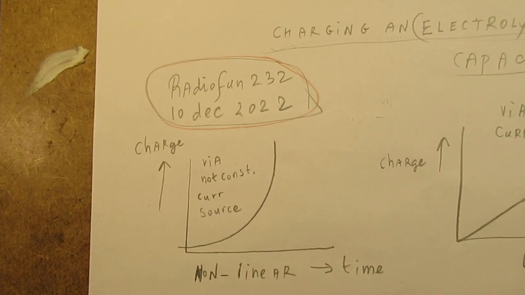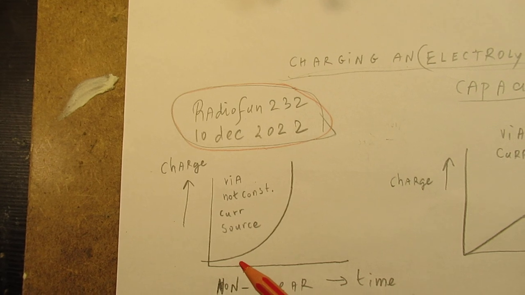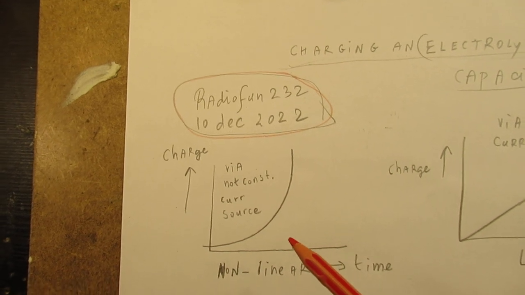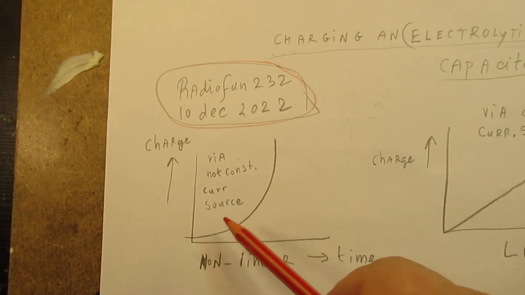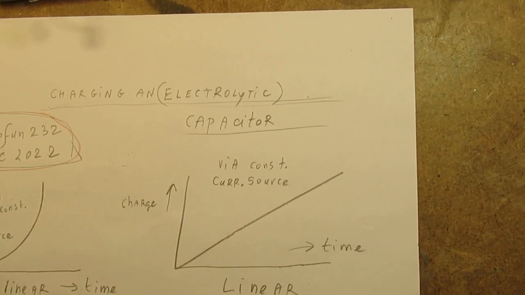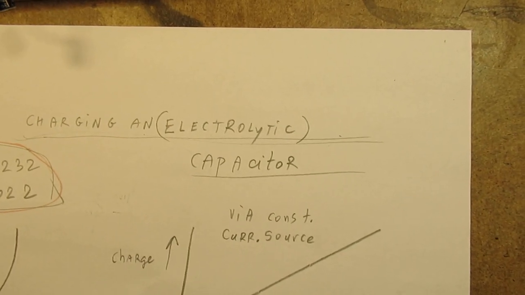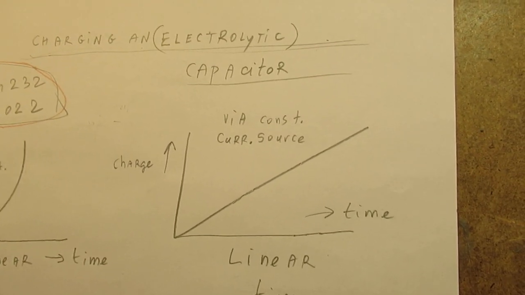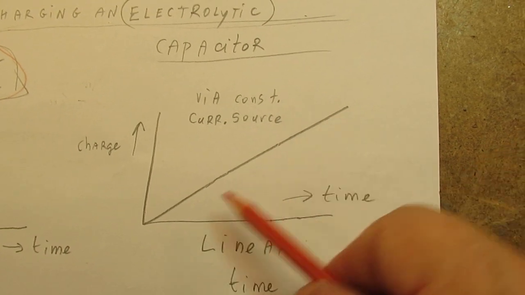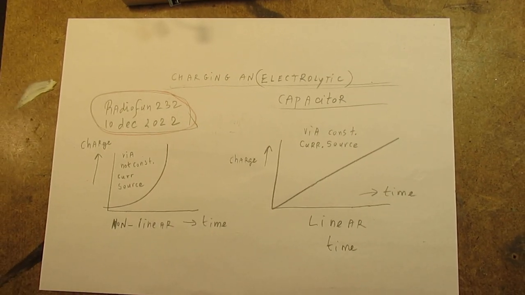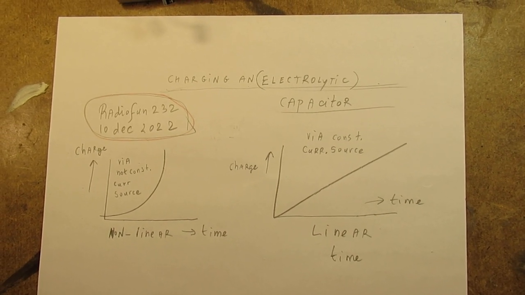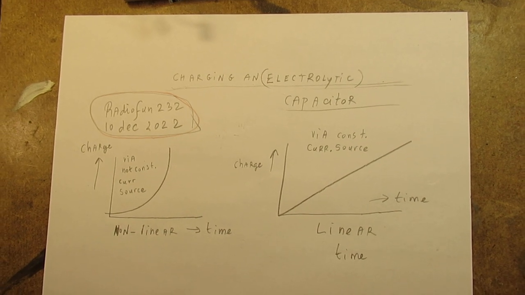So this is the way that a capacitor normally acts when you connect it to a voltage and current source. This is nonlinear. But when you connect a capacitor of whatever kind to a constant current source, we have a linear build-up of the charge. So that's the first idea that I want to tell about in this video.